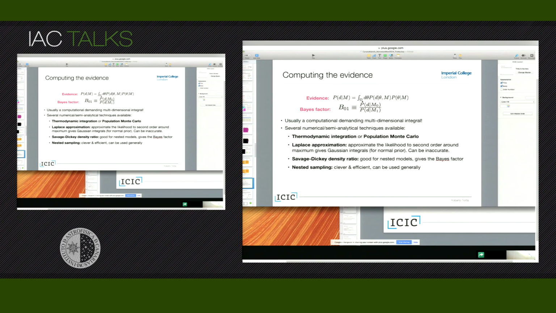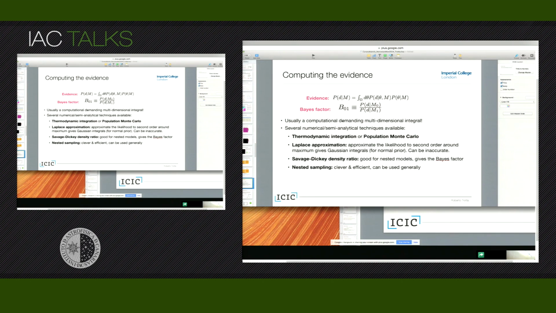Now, it can be done by brute force, by using Monte Carlo methods such as thermodynamic integration or population Monte Carlo, which have been used successfully in the past. The problem is those methods are typically very computationally demanding and expensive. It takes a large number of likelihood evaluations to converge to the integral. And you might not have the capability of doing that if the likelihood computation is expensive, especially.